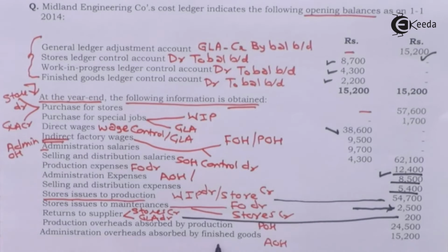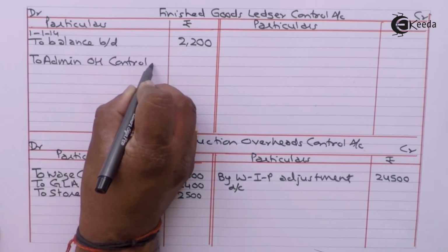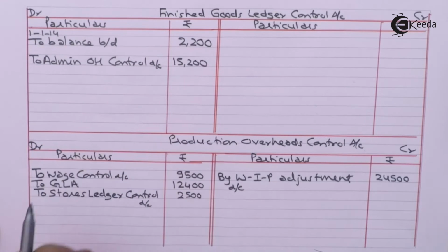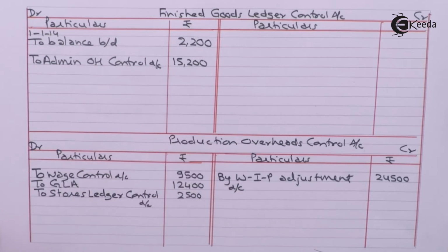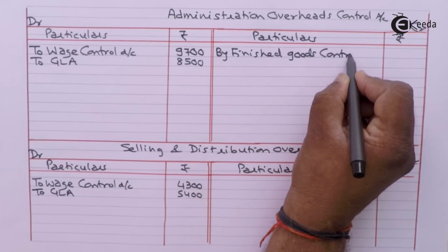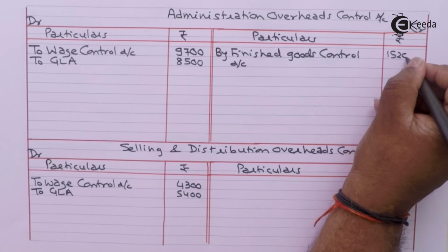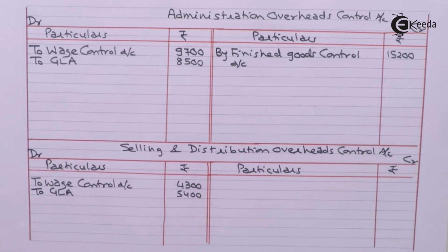Administration overheads absorbed by finished goods 15,200. This will be debited to finished goods control account. This will be credited to administration overheads control account by finished goods control account 15,200.